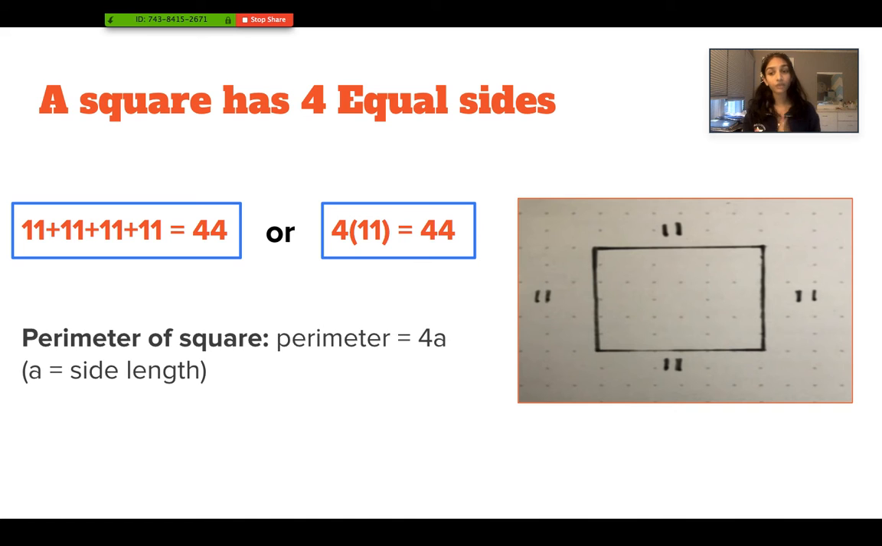That gives us a formula for the perimeter of a square. In that formula, it says perimeter is equal to 4a. A is the side length.